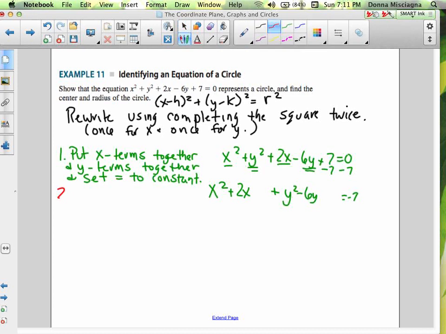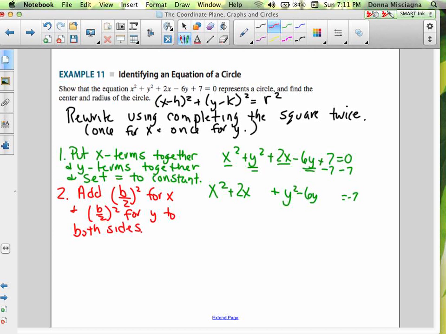Step 2, you're going to add b divided by 2 squared for x and b divided by 2 squared for y to both sides.